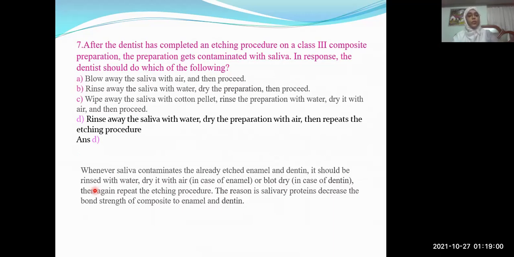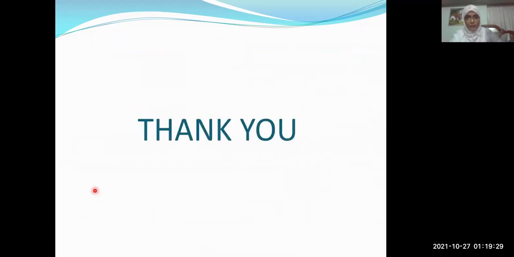Yes. So answer is option D, because whenever saliva contaminates the already etched enamel and dentin, it should be rinsed with water, dried, and then you have to blot it dry in case it is dentin. For enamel, you can just dry it with air. Whereas if dentin, you just have to blot it and then repeat the entire etching procedure. Because the salivary proteins, in case they are present, will decrease the bond strength of composite to enamel and dentin. So you have to etch it again.